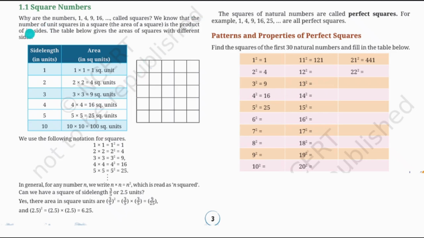We know that the number of unit squares in a square is the product of its sides. If we see, this is a square. Now here these all are small squares which have side 1, so that is why these are called unit squares. If we want to find the area, what will we do? We will find the product of its sides, right? So this product will give the area. Are you all getting it? Okay. Now let's see how.